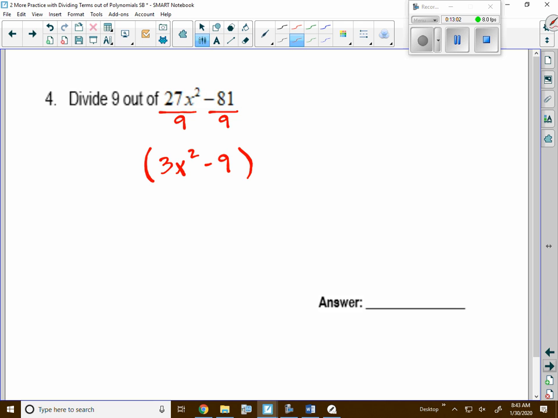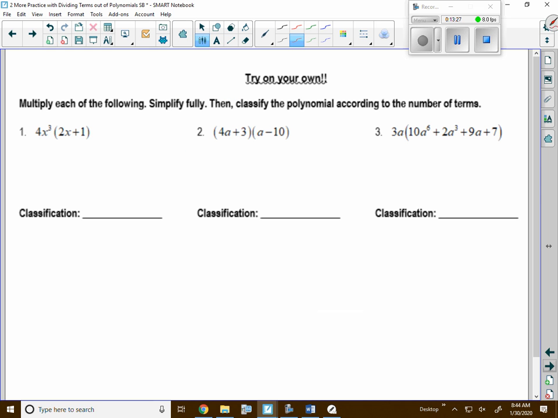You should end up with 3x squared minus 9. 27 divided by 9, and that's where we get our 3. Obviously, the x squared stays, and then 81 divided by 9 is 9. Keep your negative. Okay? Don't forget to put that 9 out front. That's what you divided. You feel okay on those? Yeah? Feel okay? All right. Good deal.